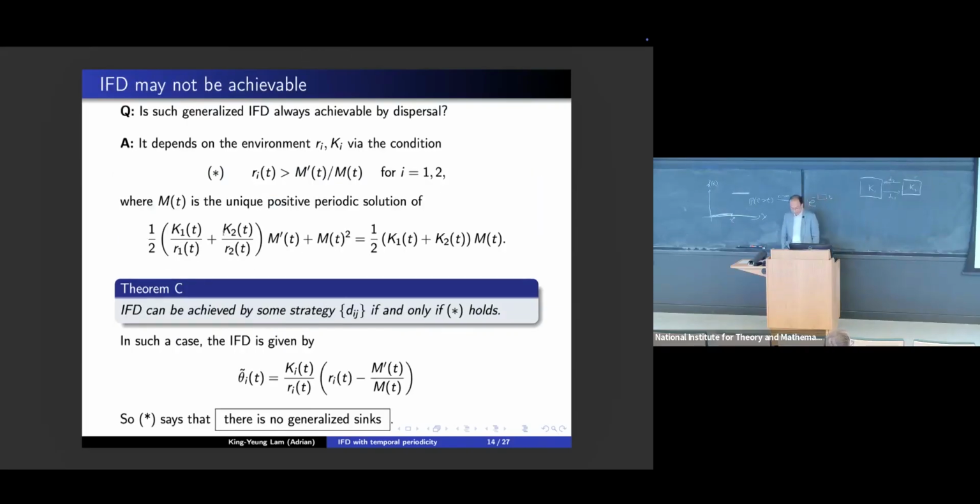But one interesting phenomenon is that the ideal free distribution may not be achievable in a time-periodic domain. What we found is this condition: r_i is the intrinsic growth rate in patch i, and we require r_i to be strictly greater than a function m prime over m. You can consider m as an environmental quantity, but it is defined in terms of r_i and K_i by solving a Bernoulli equation. This is the unique solution of some Bernoulli equation.